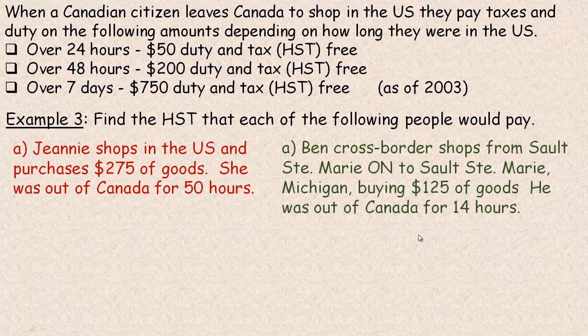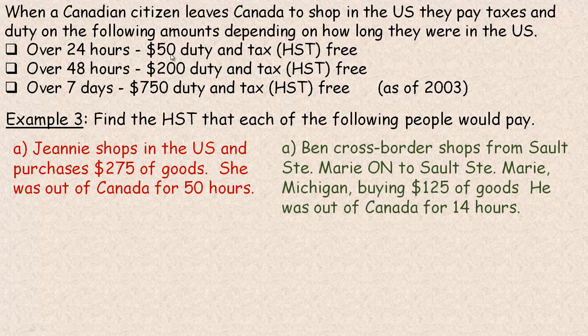So on to the last example. Now, in this last one, when a Canadian citizen leaves Canada to shop in the U.S., they pay taxes and duty, and we're not going to worry about the duty, just the taxes here, on the following amounts depending on how long they're in the U.S. Now, this says as of 2003. I'm using the same values that were in the textbook they were using.